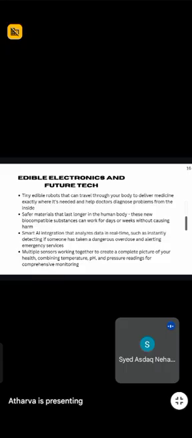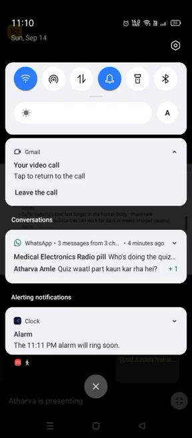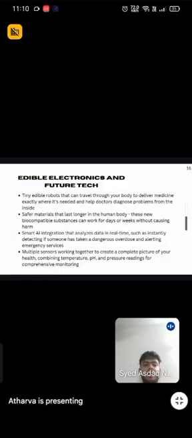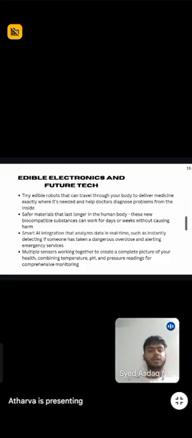These new biocompatible substances can work for days or weeks without causing harm. Smart AI integration analyzes data in real time, such as instantly detecting if someone has taken a dangerous overdose and alerting emergency services. Last is multiple sensors working together to create a complete picture of your health, combining temperature, pH, and pressure readings for comprehensive monitoring.